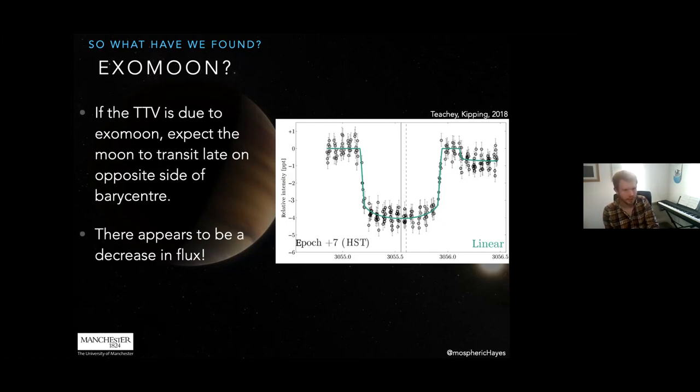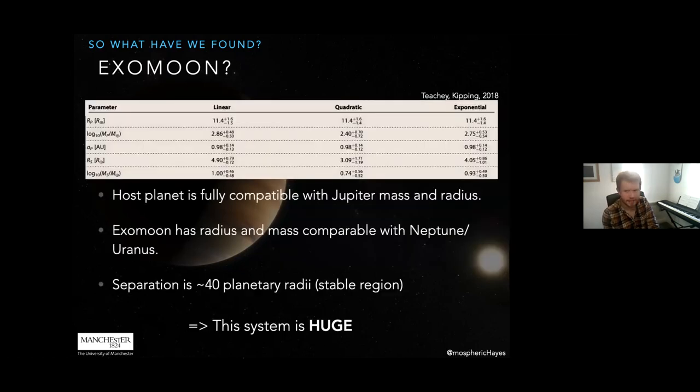So these people did the paper. They went through and tried fitting various different models. And the basic outcome that they got was that their host planet had roughly Jovian mass and radius. Yes, excellent. Right, we've come across this before. And then their exomoon had a mass comparable with that of Neptune or Uranus. That's a big moon.